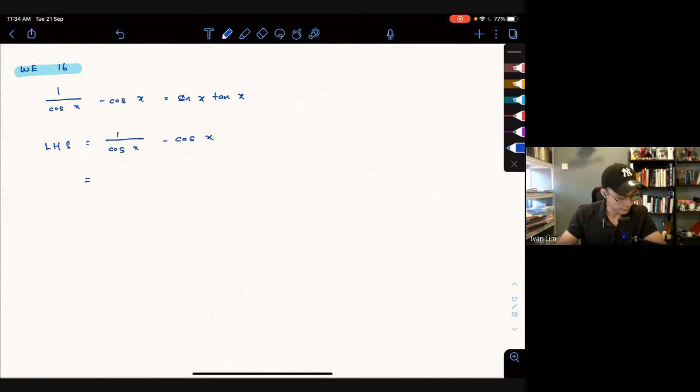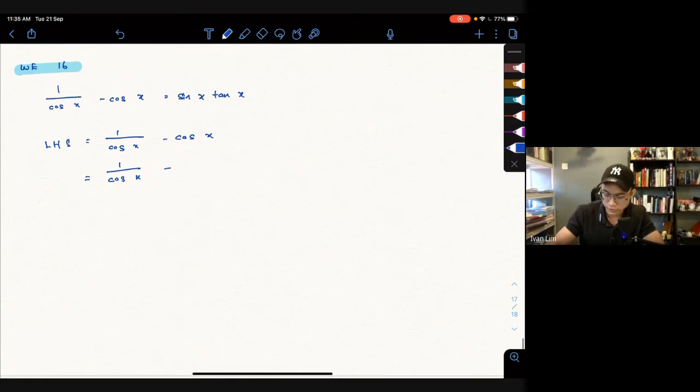So what would happen? I want to make both to your denominator cos x. So 1 over cos x. Here multiply cos x over cos x. So this will be cos square x over cos x. Can see?